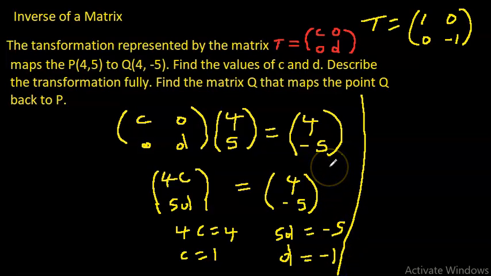Now we are asked to describe the transformation fully. Notice what happened with these coordinates: (4, 5) becomes (4, -5). The y coordinate changes. What type of transformation does that? Yes, you're correct. It's a reflection in the x-axis.